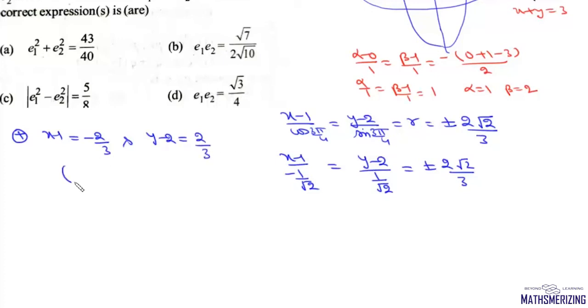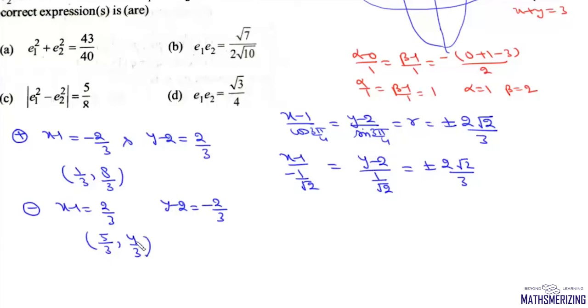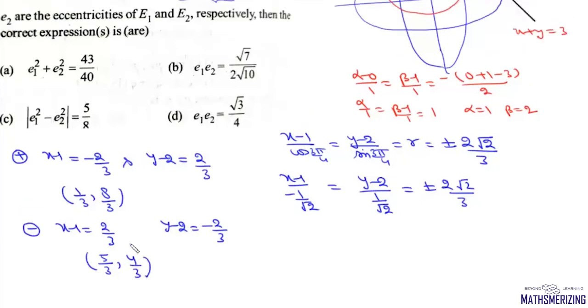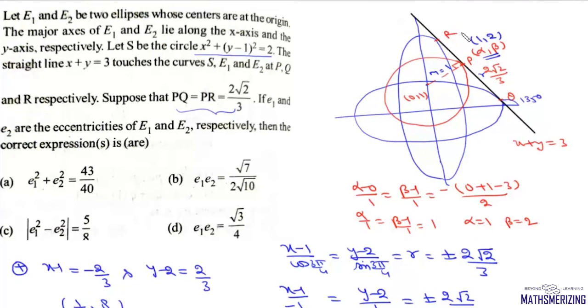So this point will be (1 by 3, 8 by 3). Now we'll take the minus sign, then we'll get x minus 1 as 2 by 3 and y minus 2 as minus 2 by 3. In that case, the value of x will be 5 by 3 and y will be 4 by 3. So now we have all the three coordinates P, Q and R. So this point R will be (1 by 3, 8 by 3), and this point Q will be (5 by 3, 4 by 3).